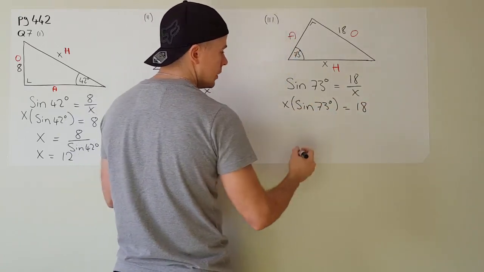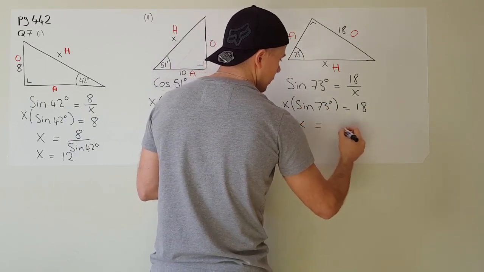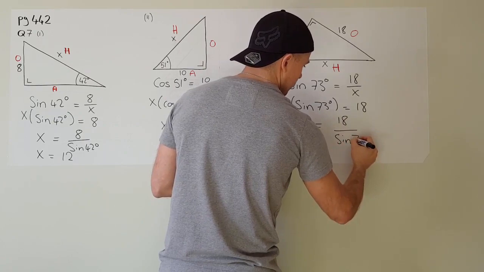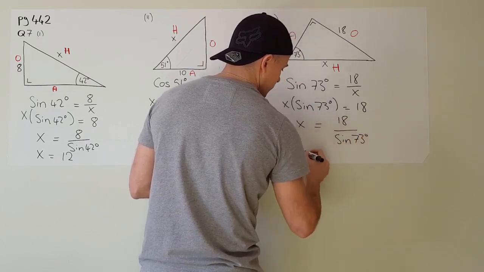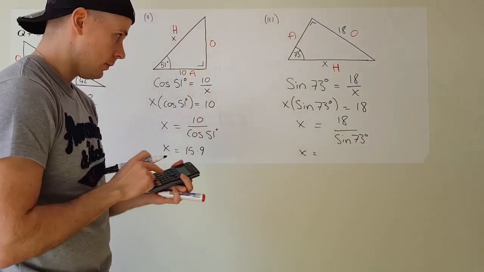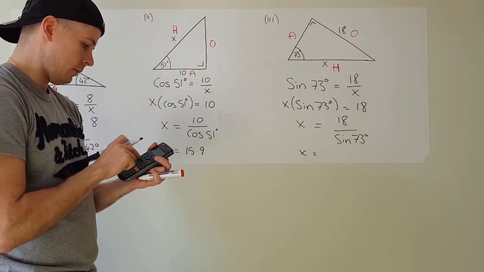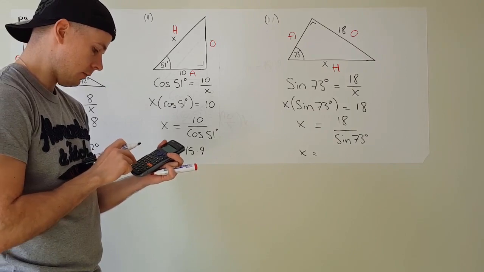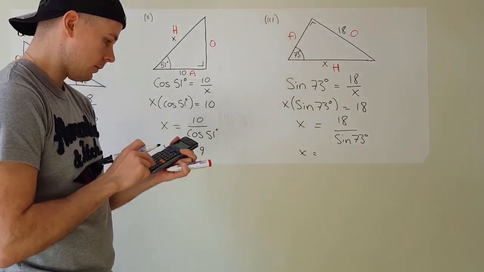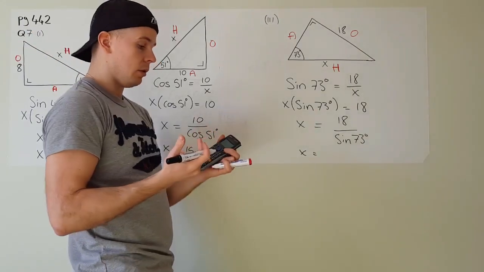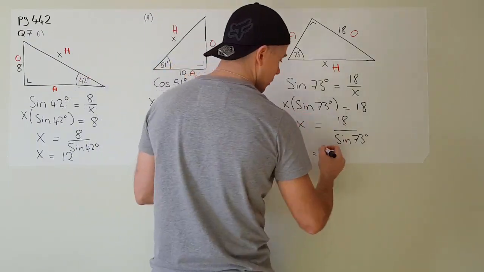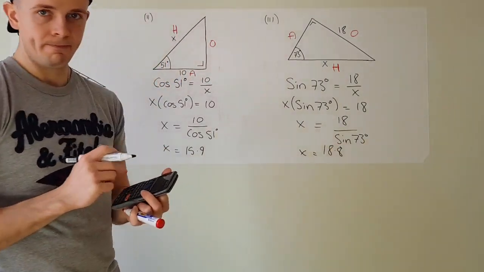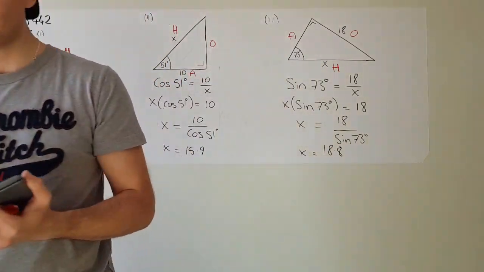We want to divide both sides. That's 9 and 73. 18.82, so just 18.8. Alright, that's that one.